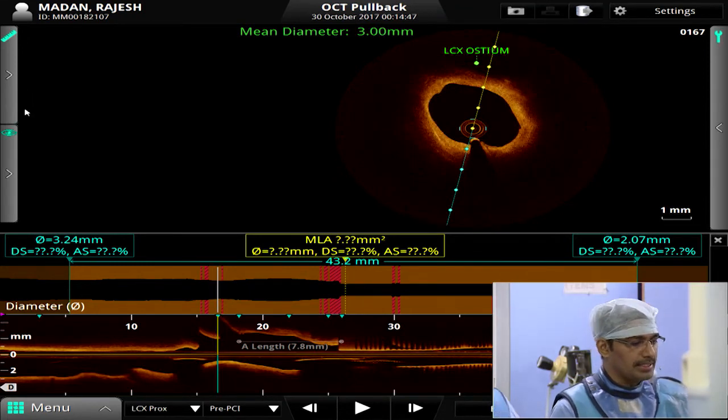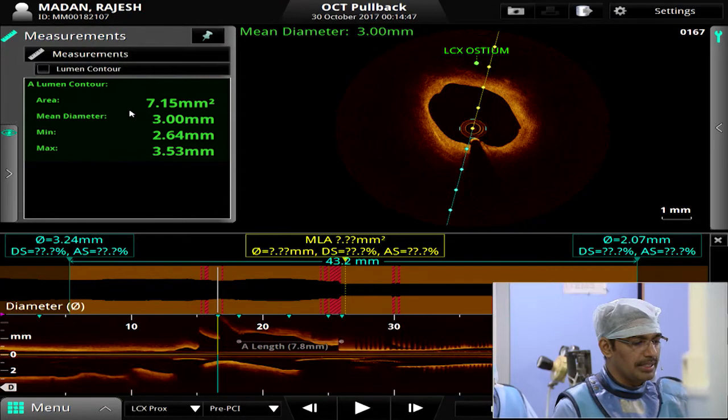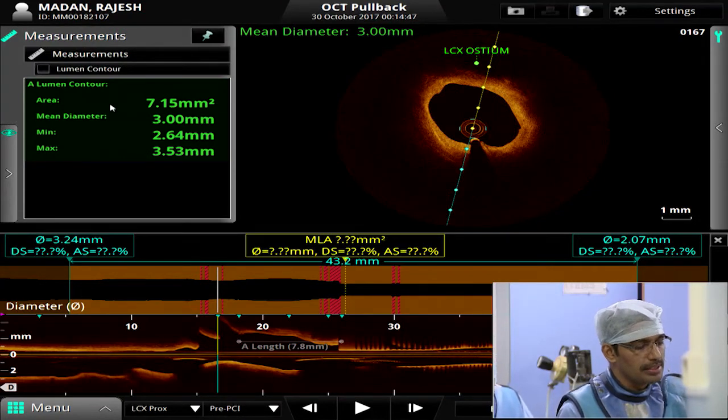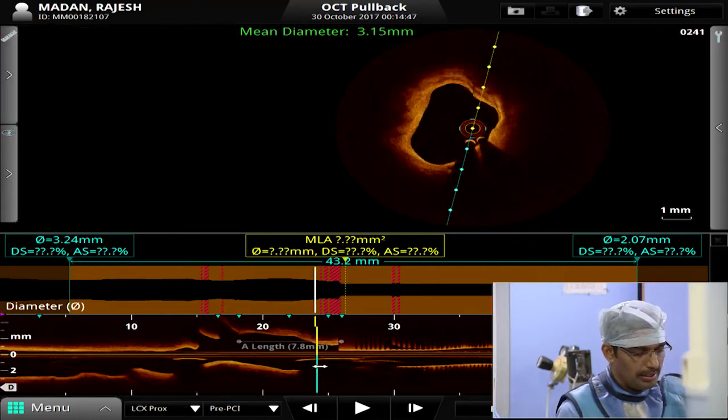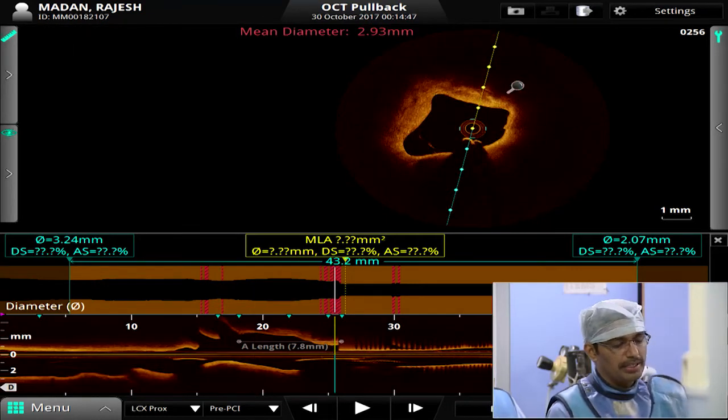This is the LCX ostium. And if you see the measurements, it is, I think, 7 point something. That's the challenge of OCT in this case, because for the ostium of the left main, you're still not too sure whether that's a true ostium measure.